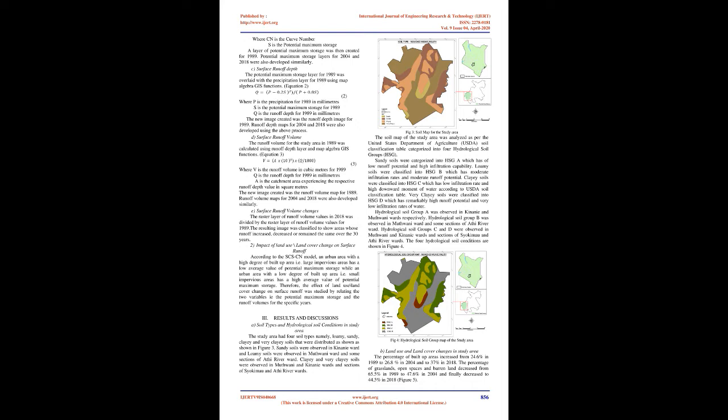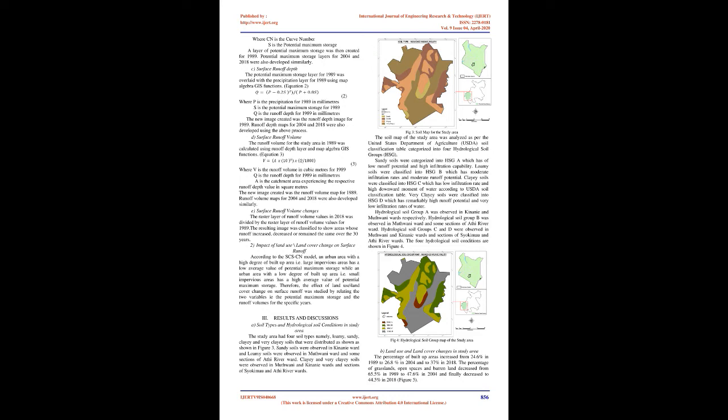According to the SCS-CN model, an urban area with a high degree of built-up area, i.e. large impervious areas, has a low average value of potential maximum storage, while an urban area with a low degree of built-up area, i.e. small impervious areas, has a high average value of potential maximum storage. Therefore, the effect of land use / land cover change on surface runoff was studied by relating the two variables, i.e. the potential maximum storage and the runoff volumes for the specific years.